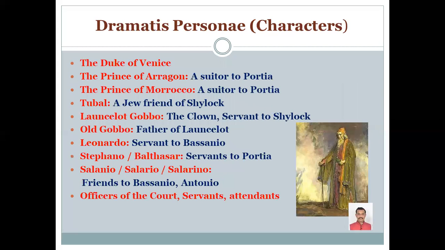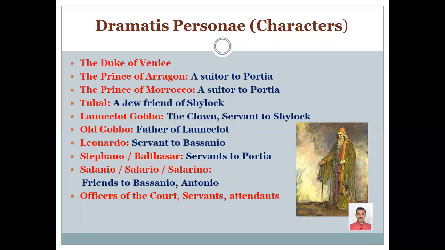But there are some characters who are minor, but they are also of quite some importance. The Duke of Venice is there. He is the administrator of the state of Venice. He is the chief person of the state of Venice. Then the Prince of Aragon and the Prince of Morocco are there.